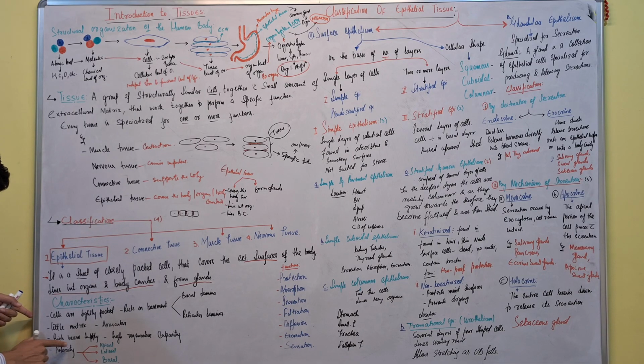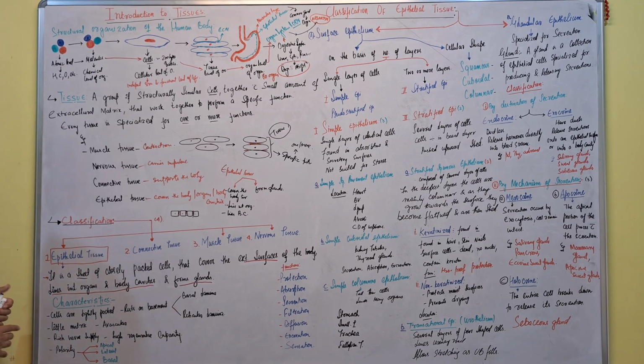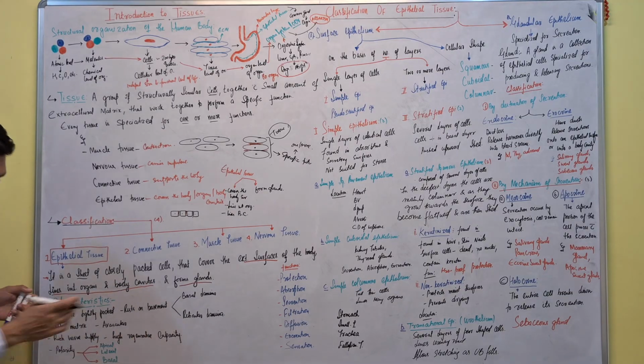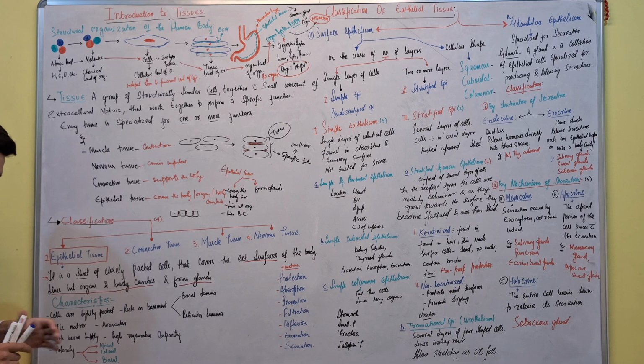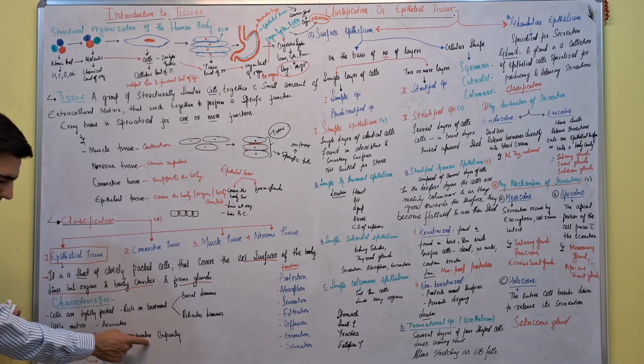Fourth, they have a rich nerve supply. If you scratch, you will feel it, or if you touch a hot object, you will feel it, because it has a very rich nerve supply. And it has high regenerative capacity. It means if epithelial tissue gets injured, for example, if you have any injury on your hand, it will heal within a few days because it has high regenerative capacity.